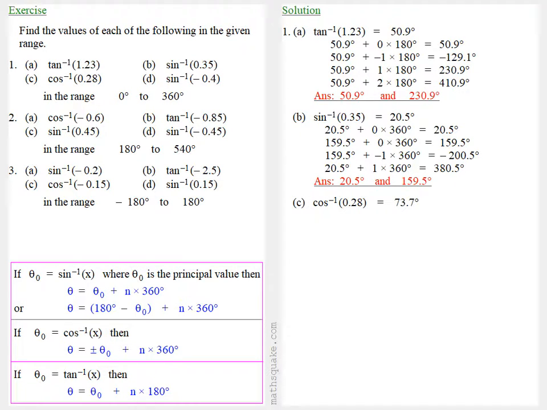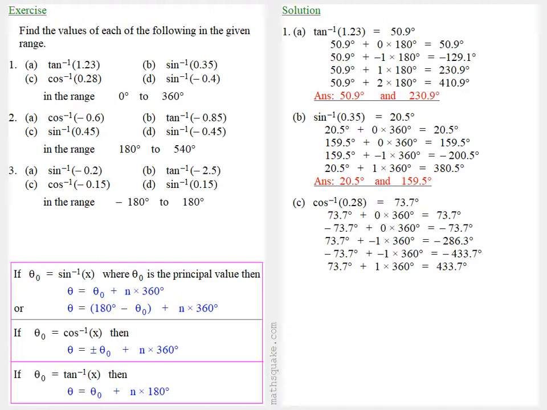Now in part C we're asked to find the inverse cosine of 0.28. So when we use our calculator we get 73.7 degrees, that's our principal value, and so the two values we're interested in are 73.7 and minus 73.7. Well, we can keep adding 360 degrees or subtracting 360 degrees, and we get a whole lot of different values. If we look through those, we see the only two that are in the range are 73.7 degrees and 286.3 degrees.